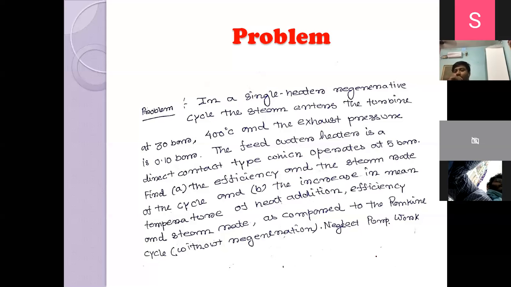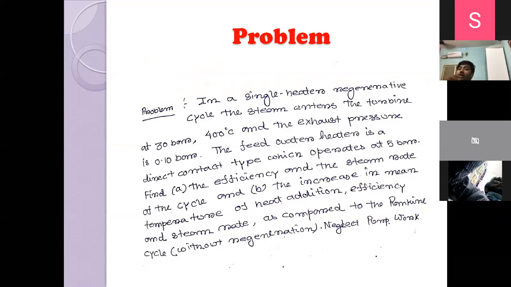So from the problem, it is quite evident that one feed water heater is there. This feed water heater is direct contact type. I was mentioning when I was explaining the feed water heater in the regenerative cycle, I gave you a short brief of it. The feed water heater is of two types: one is direct contact type and another is indirect contact type. Indirect contact type means the heat will be exchanged, and direct contact type means the streams come in direct contact. So this direct contact type of feed water heater is used in this problem.